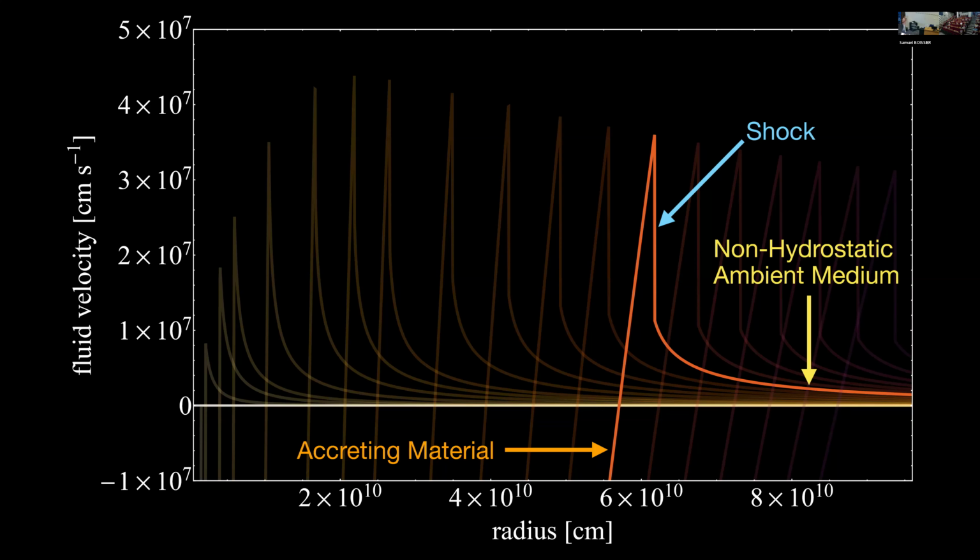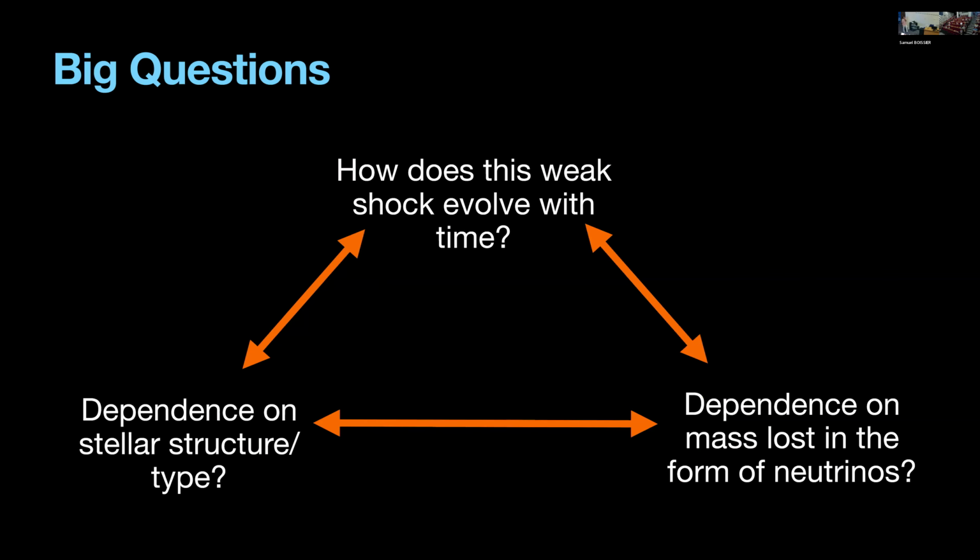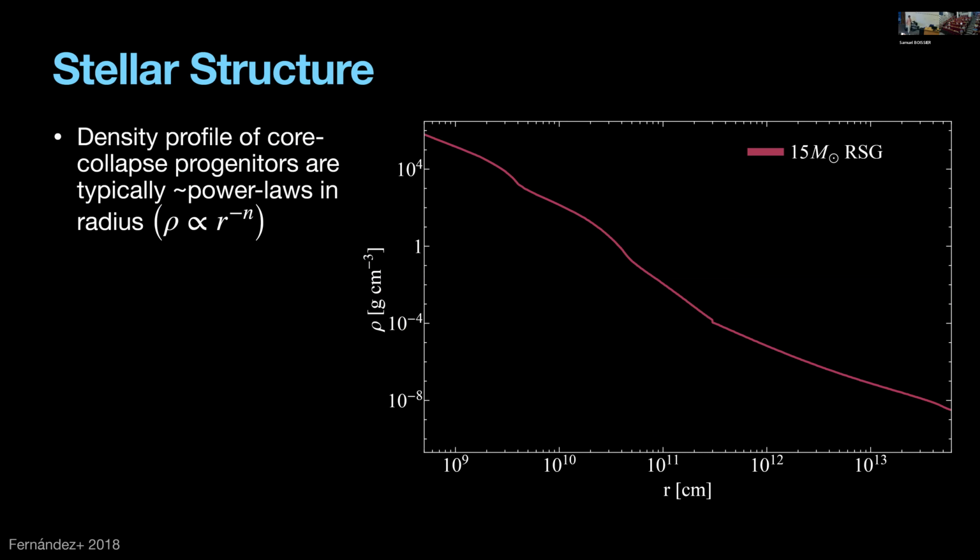And so this is very distinct from other solutions like the Sedov-Taylor solution, where you actually have a really strong shock wave, which makes it harder. So some of the standing big questions on this neutrino mass loss shock propagation are: how does it evolve with time? How do you actually incorporate the mass loss? How is it related to the mass loss? And then also, how is it related to the outcome, depending on the stellar structure?